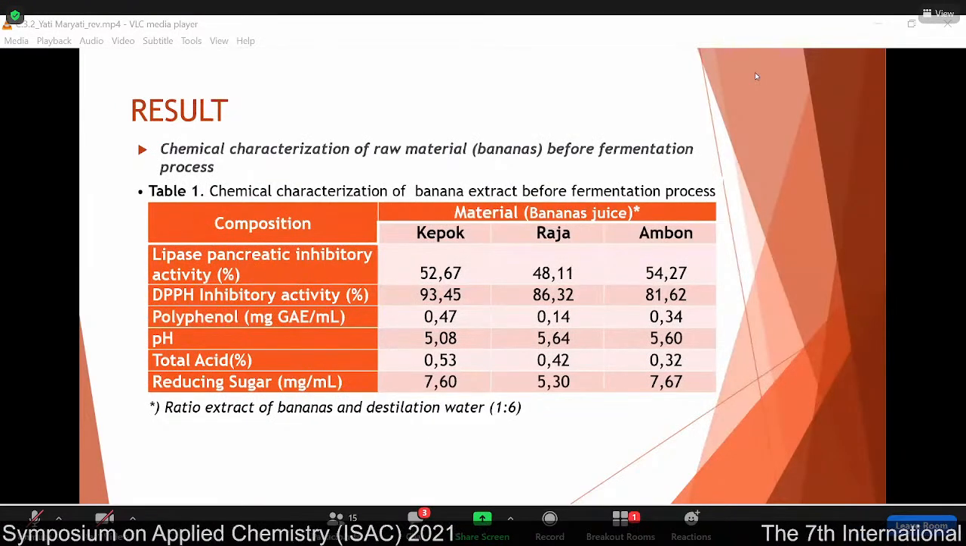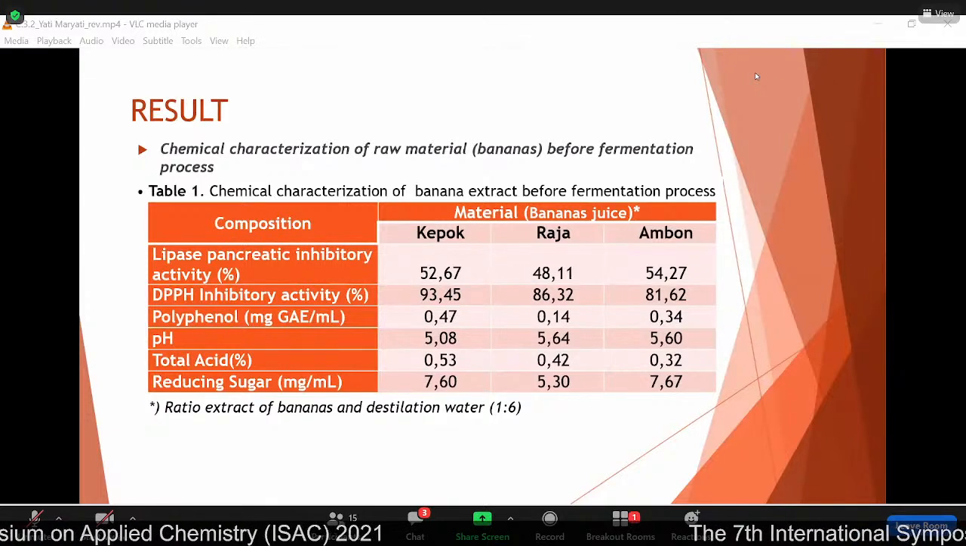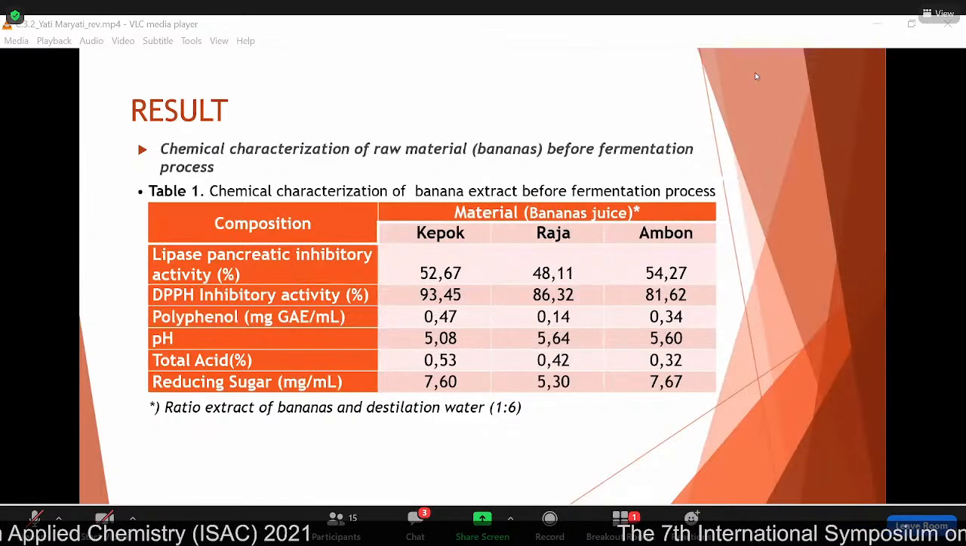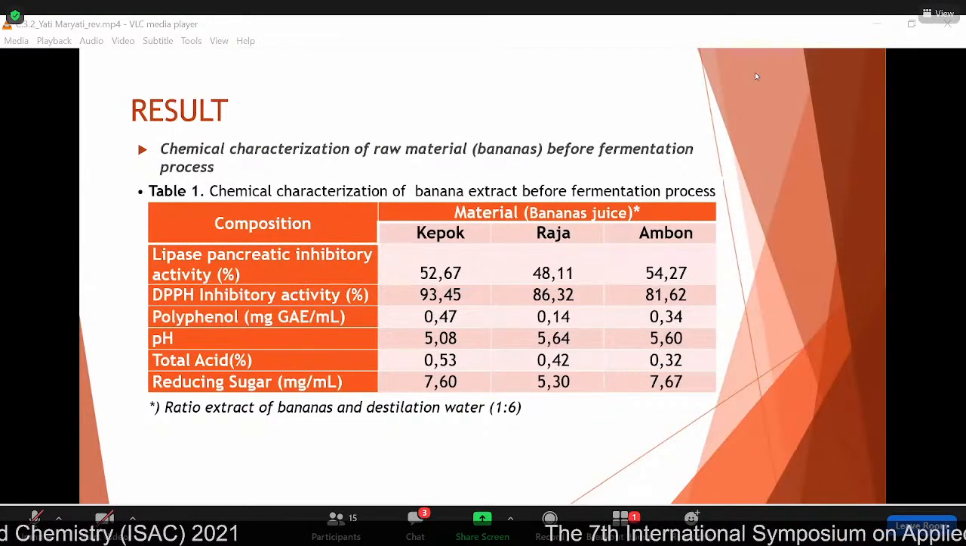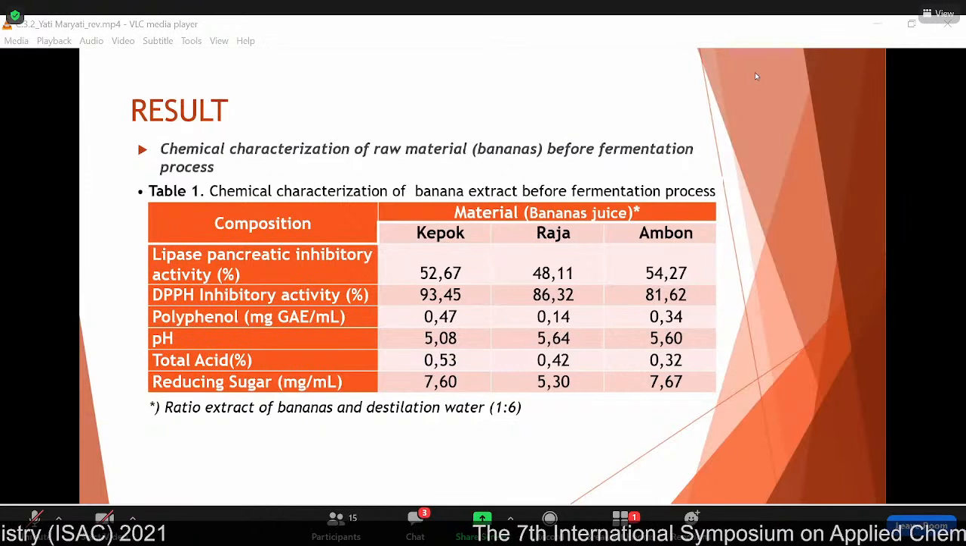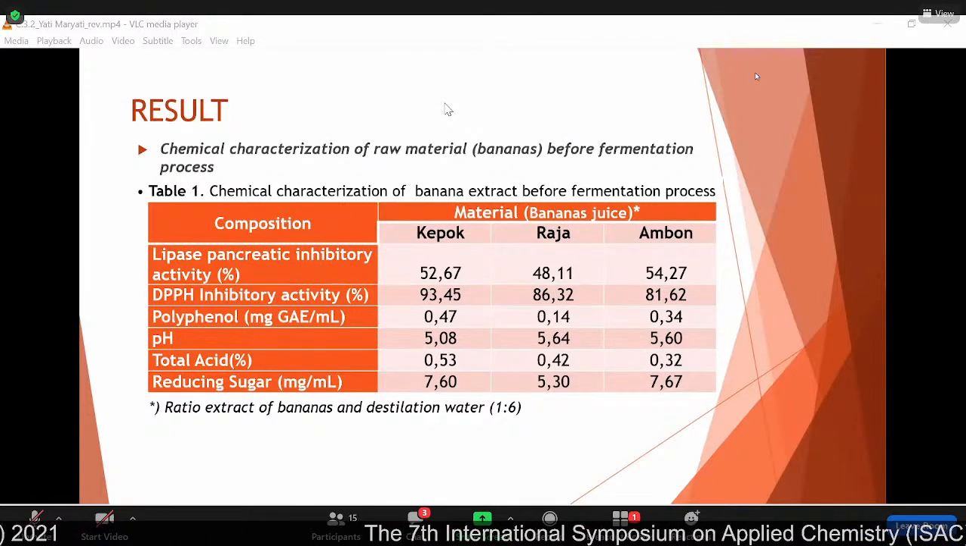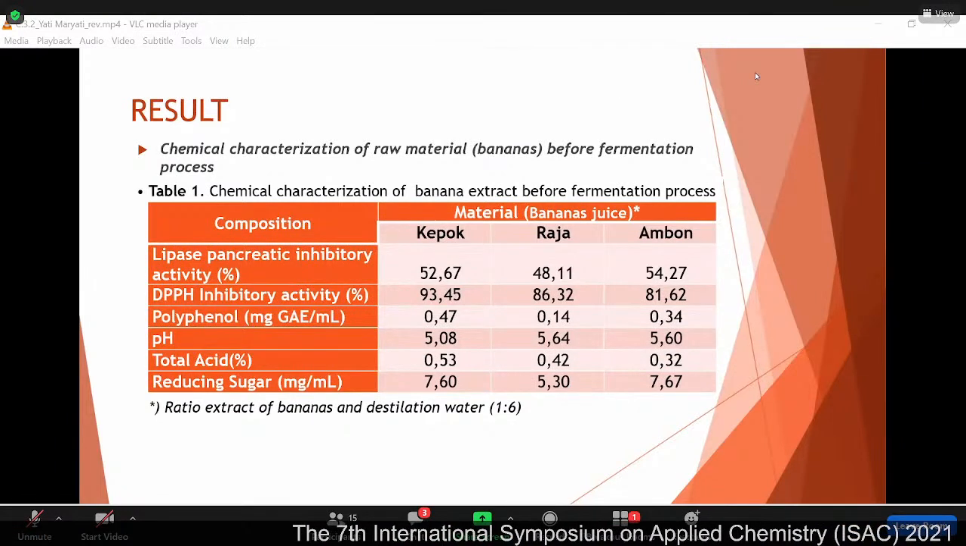The following is the result of chemical characterization of banana extract before the fermentation process. The table shows that all three types of banana before fermentation have pancreatic lipase inhibitory activity and high antioxidant. Ambon banana extract before fermentation had a high lipase inhibitory activity compared to the other types of banana. And for the antioxidant activity and total polyphenol content, the higher was in Kepok banana extract juice.